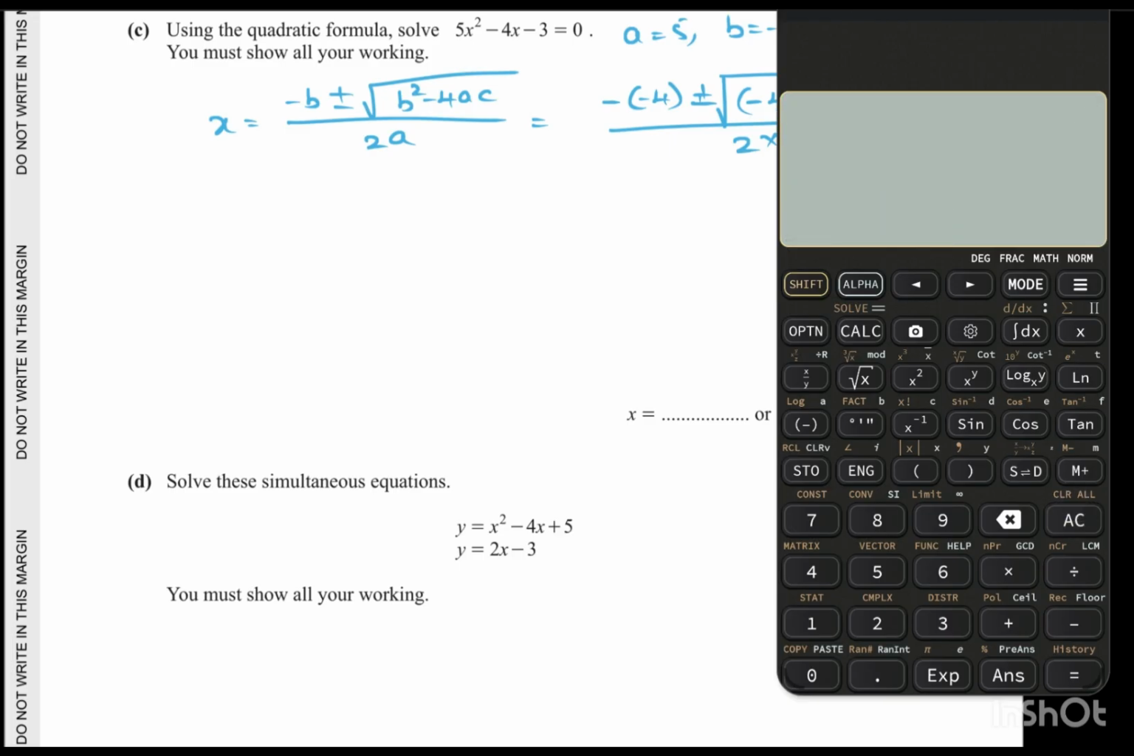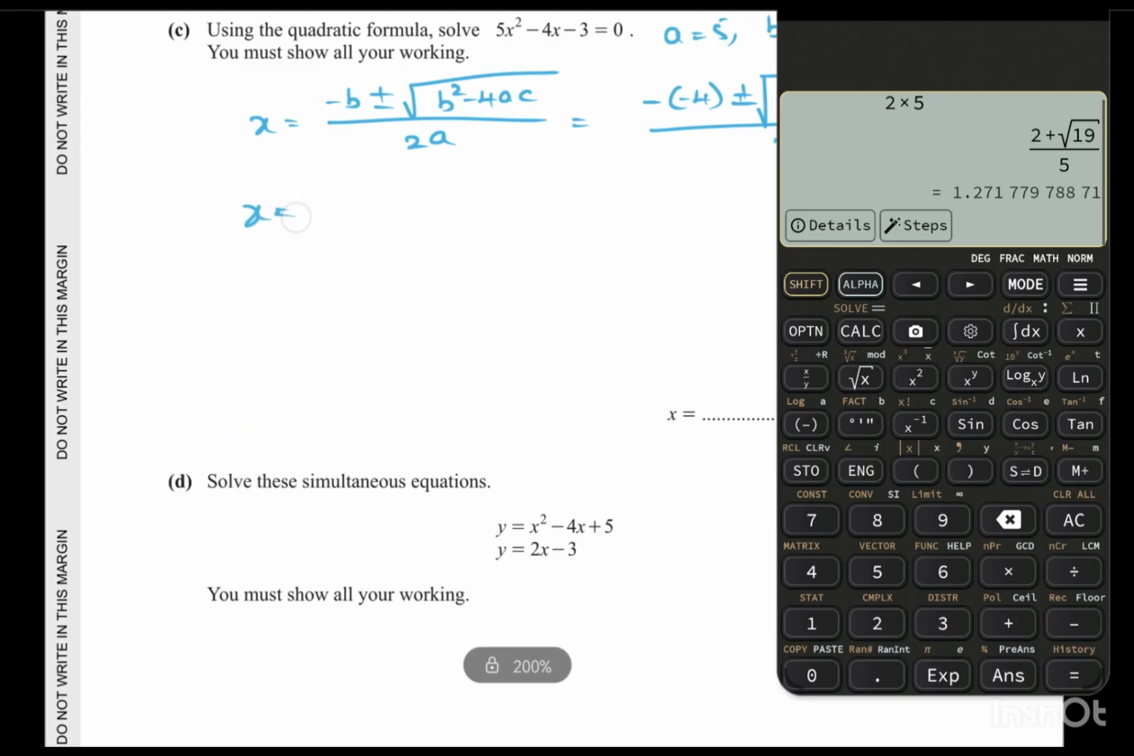Okay, let me cancel it. Fraction button, negative 4 plus square root of minus 4 whole square minus 4ac, 4 into 5 into minus 3 by 2a, that is 2 into 5, is equal to 1.271. So x value is 1.27.